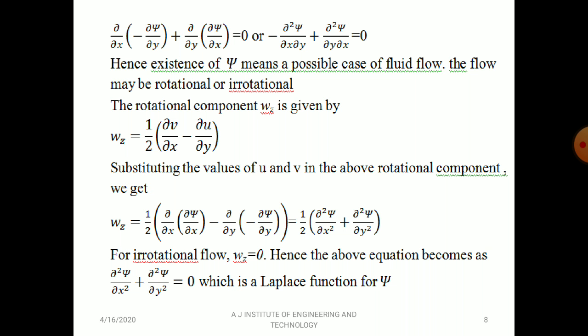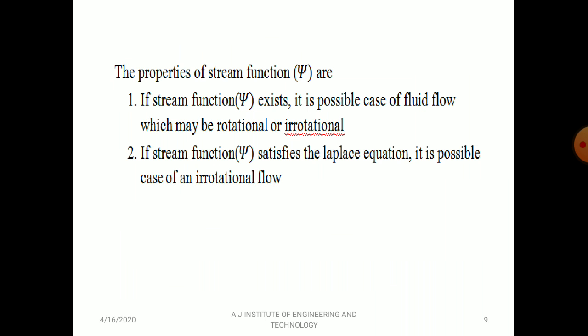This is the Laplace equation for the stream function, that is ∂²ψ/∂x² plus ∂²ψ/∂y² equal to 0. This is for the two-dimensional case only. Next, the properties of the stream function ψ: if the stream function ψ exists, then it is a possible case of fluid flow, which may be rotational or irrotational.